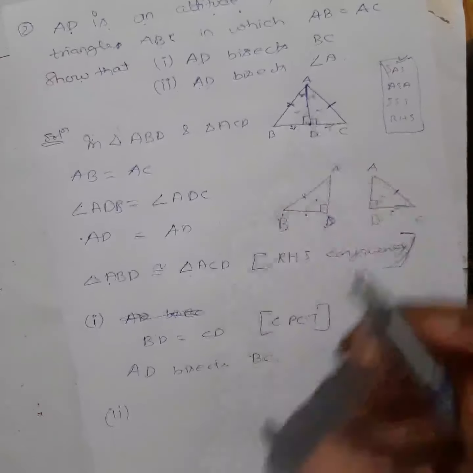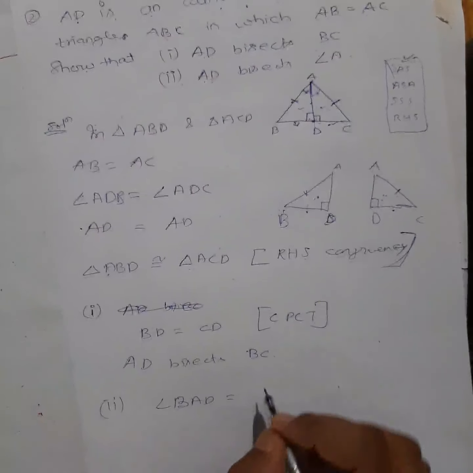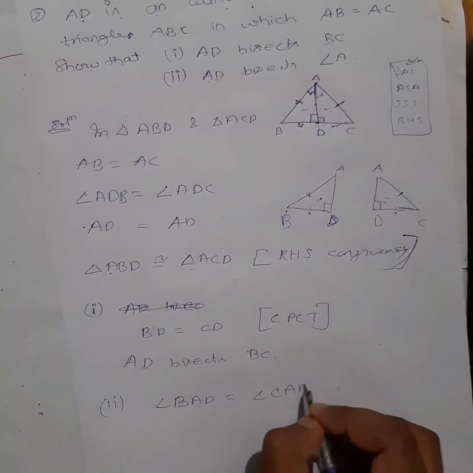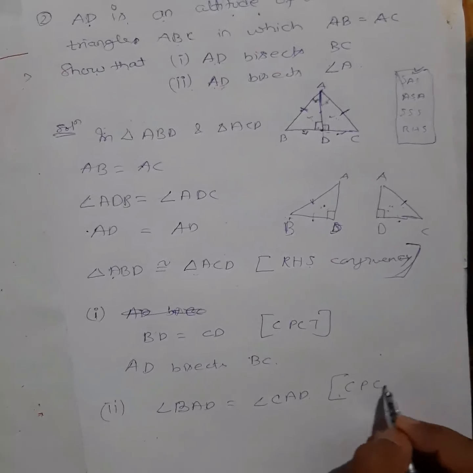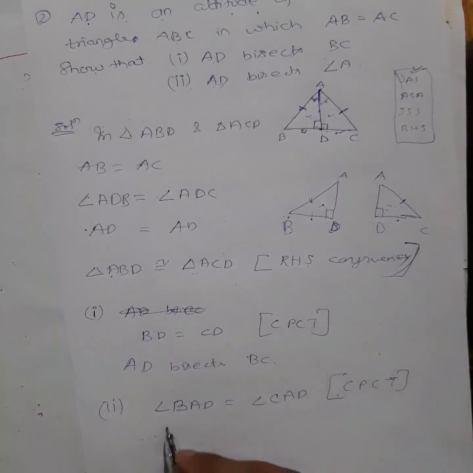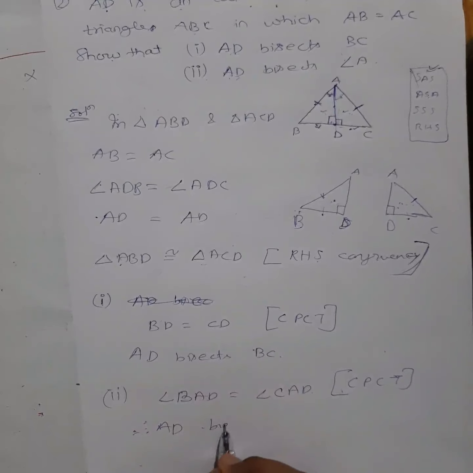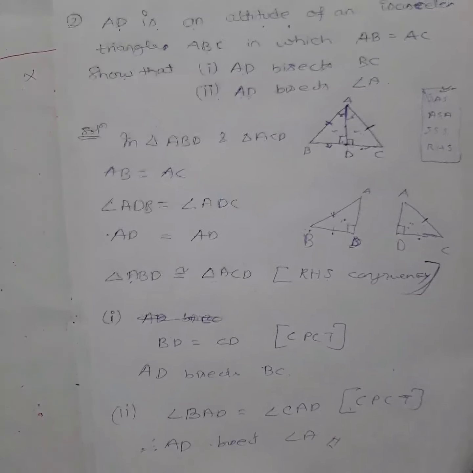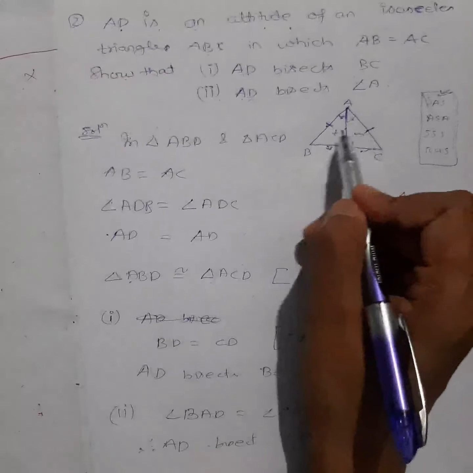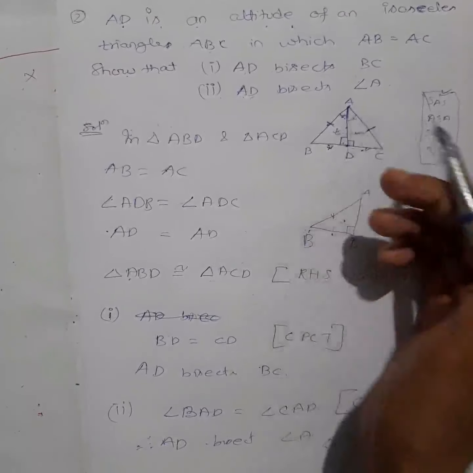Number 2. Simple again. This angle and this angle, can I write directly the angle BAD is equal to angle CAD? Why? Corresponding parts of congruent triangles. Therefore, can I write AD bisects angle A? Done. Very simple question, right? So basically what you have to show here is to try to show these two triangles congruent. From that you can easily say this and this are equal, this and this are equal. Okay.